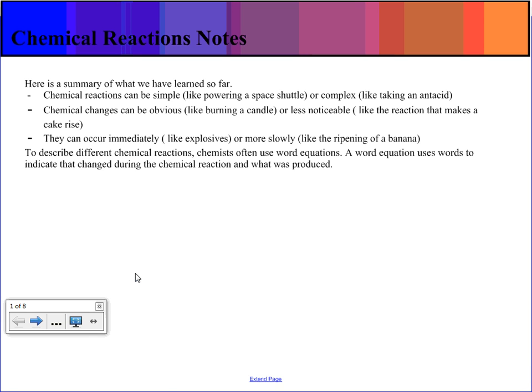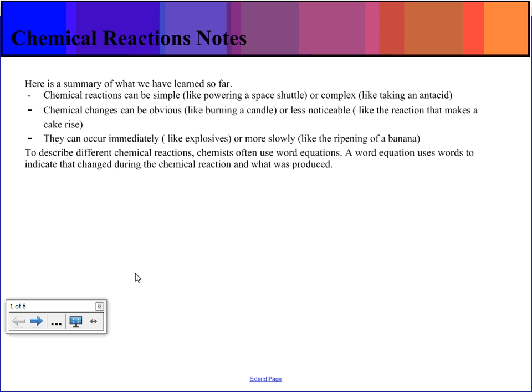Okay, so chemical reactions. Here's a summary of what we've learned so far. Chemical reactions can be simple, like powering a space shuttle, or complex, like taking an antacid. Chemical changes can be obvious, like burning a candle, or less noticeable, like the reaction that makes a cake rise. They can occur immediately, like explosives, or more slowly, like the ripening of a banana.